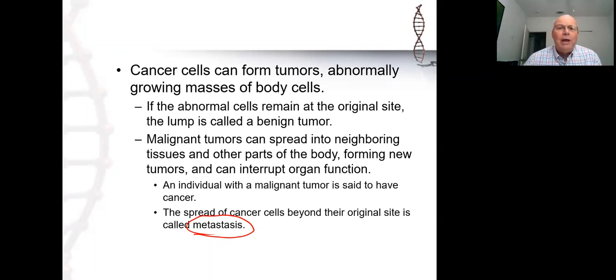So whenever you have a benign tumor, you don't have cancer, but that is a precancerous condition. If cells from that benign tumor metastasize, move to another location and start a new tumor in a different location other than its point of origin, now you have a malignant tumor, and now you officially are diagnosed with cancer. And unfortunately, for some types of cancer, you only really recognize that it has occurred because of the metastases.